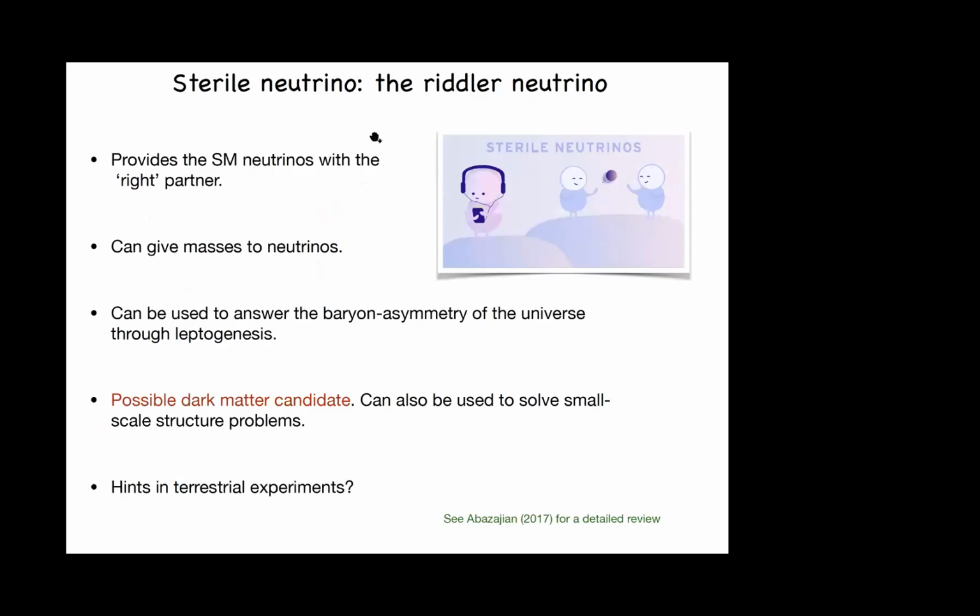So why is the sterile neutrino interesting? Firstly, from a theoretical point of view, the sterile neutrino provides a standard model with the right partner. Literally, it is the right-handed partner of the standard model neutrino, and it can be used to give masses to the neutrinos. So it's a very alluring candidate to give masses to the neutrinos. Secondly, the sterile neutrino can also be used to answer the baryon asymmetry of the universe through the leptogenesis mechanism. This is also a very well-studied mechanism. Thirdly, as we will see in this talk, sterile neutrinos are possible dark matter candidates, as they can be used to solve such small-scale structure problems that I just talked about. And there are hints in terrestrial experiments.